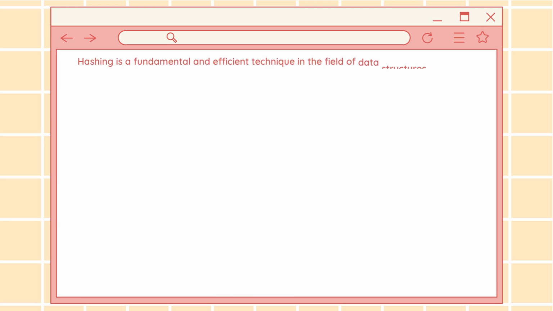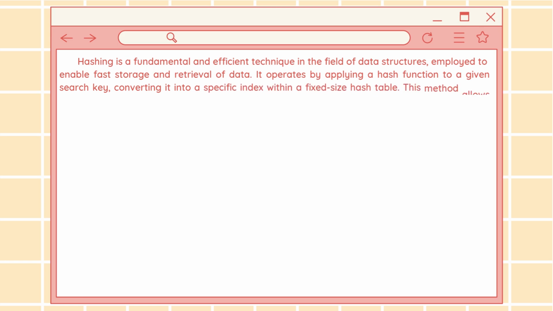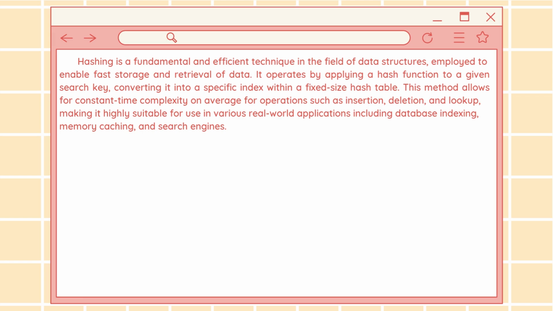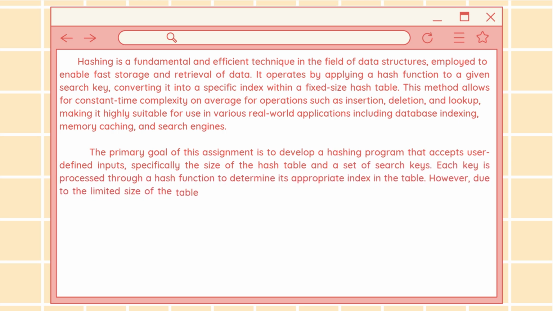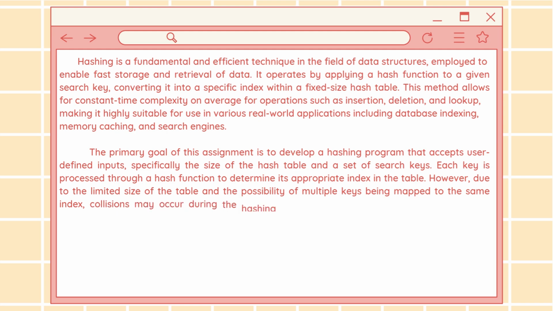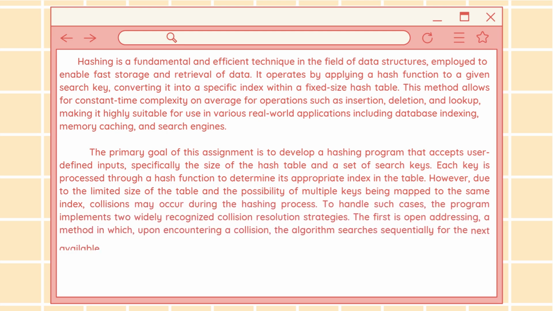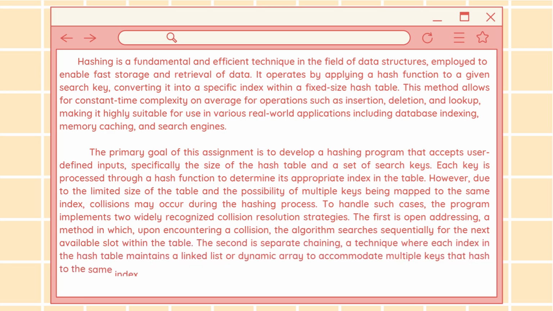Hashing is a fundamental and efficient technique in the field of data structure, employed to enable fast storage and retrieval of data. It operates by applying a hash function to a given search key, converting it into a specific index within a fixed size hash table. This method allows for constant time complexity on average for operations such as insertion, deletion, and lookup, making it highly suitable for use in various real-world applications, including database indexing, memory caching, and search engines.